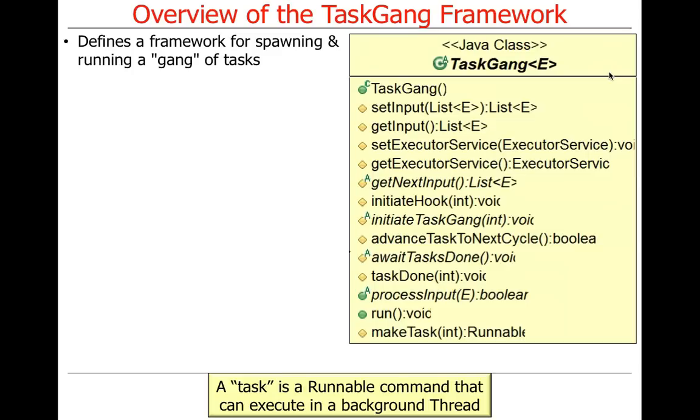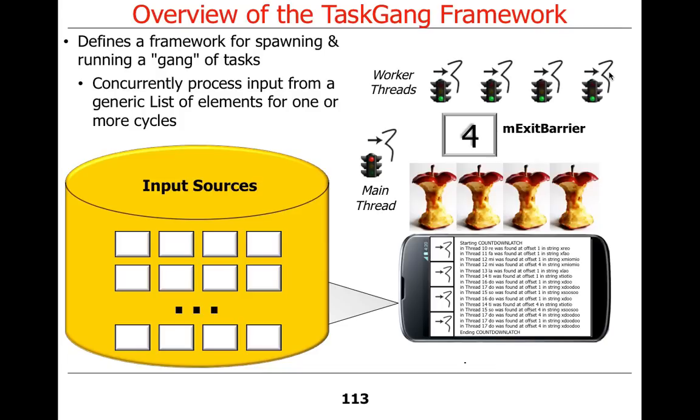All right, so what is a task? Well, as we said before, a task is a runnable command that can execute in a background thread. That's just the way that task is used in Java. It's not really a data structure, it's just a concept that's implemented with a method called run. Okay, so here is basically the idea of the TaskGang framework.